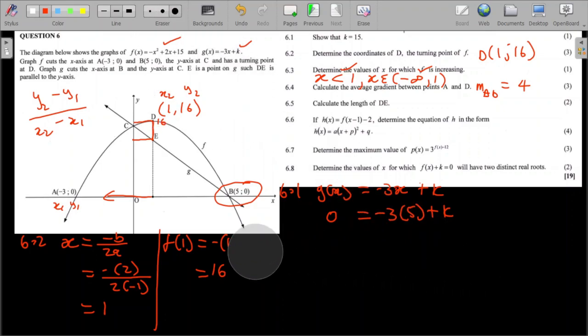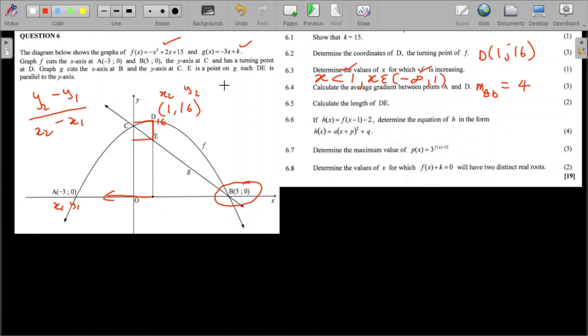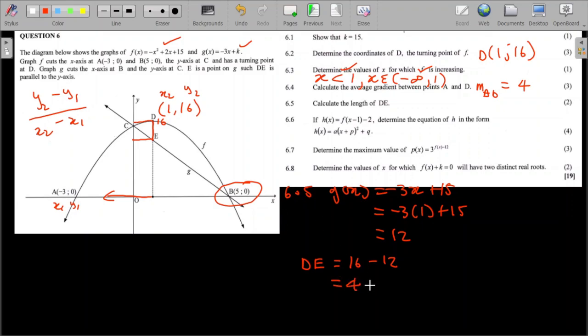Now, how do I find that one? First, let me get a space here. So now I'm doing 6.5. Now getting the y of E on the straight line, I know my g of x is equal to negative x plus 15. And now I'm looking for the y of E. I know the x value there, it's also 1, so negative 1 plus 15, which is going to be 14. Now finding the length of DE is going to be top minus bottom. My top is going to be 16 minus the bottom, which is 14, and then the length here is going to be 16 minus 14, which is 2 units. That's the length of DE.